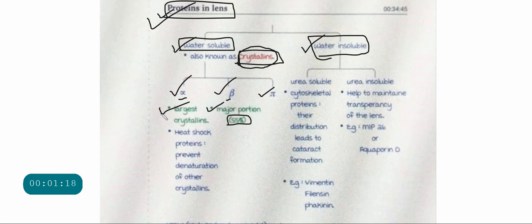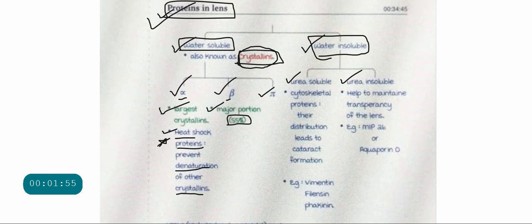Now the alpha crystalline is a heat shock protein, very important over here, and it prevents denaturation of the crystalline. So alpha crystalline, a water soluble crystalline, is a heat shock protein and it prevents denaturation of other crystallines. Now coming to the water insoluble proteins, these are urea soluble or urea insoluble proteins.